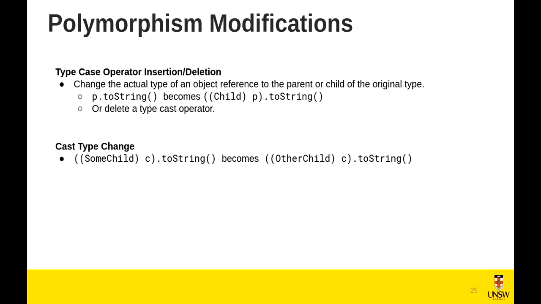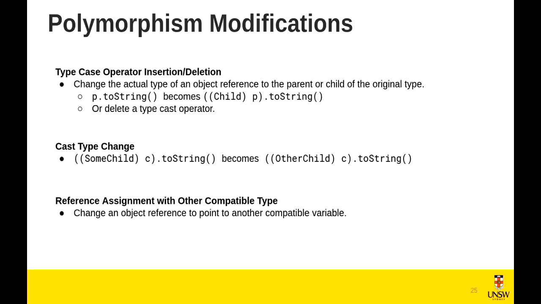It's somehow similar to how we replace one child with another valid child. So instead of casting the object into a particular child, we can try to cast it into another valid child here. And we can also try to do reference assignment with other compatible types. So we can change an object reference with a pointer pointing to some other compatible variables. And this is very similar to the child class or child reference replacement.